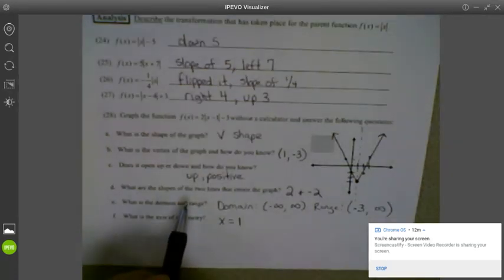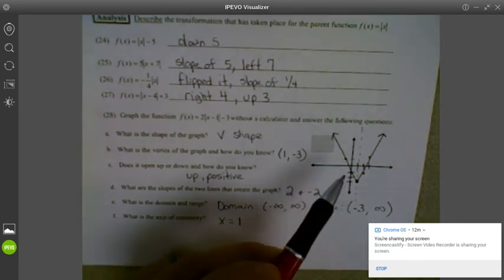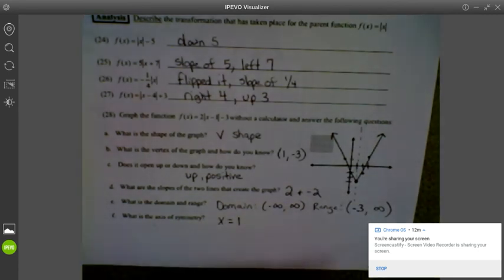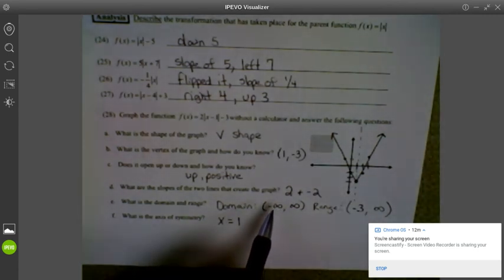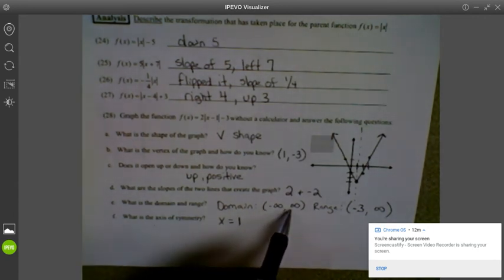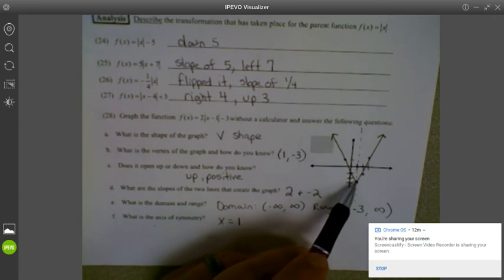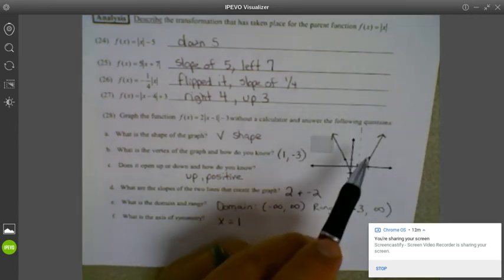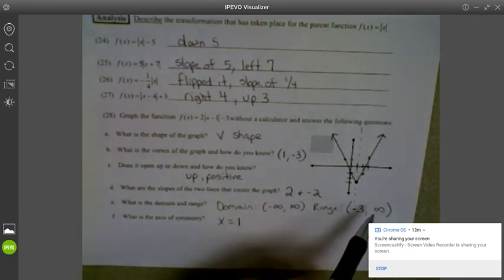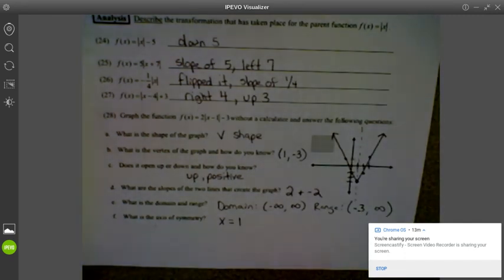What is the domain and range? So the domain of absolute value equations is always all real numbers, because it's always going to go all the way to the left and all the way to the right. So the domain always goes from negative infinity to positive infinity. The range goes from your lowest number, the lowest you go, that's negative 3, to the highest you would go. And you see these continue all the way to infinity. So our range is from negative 3, the lowest, all the way up to infinity.